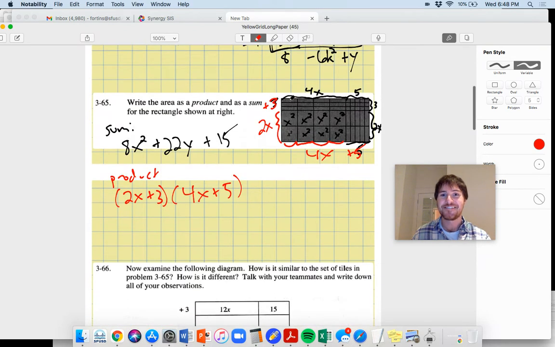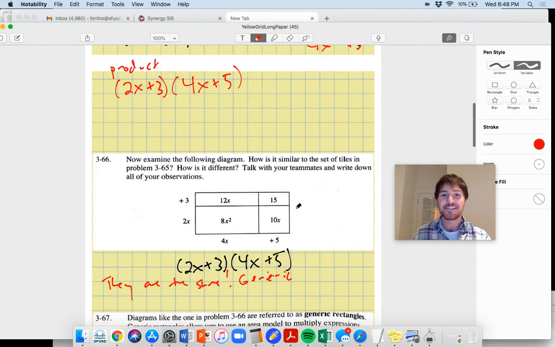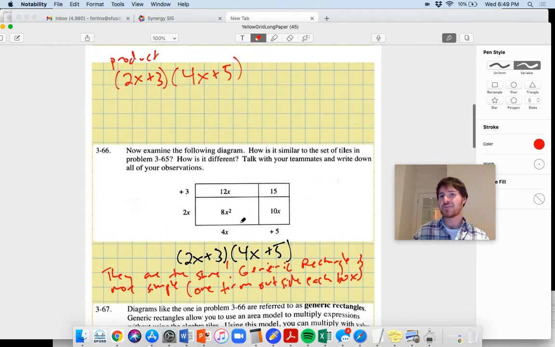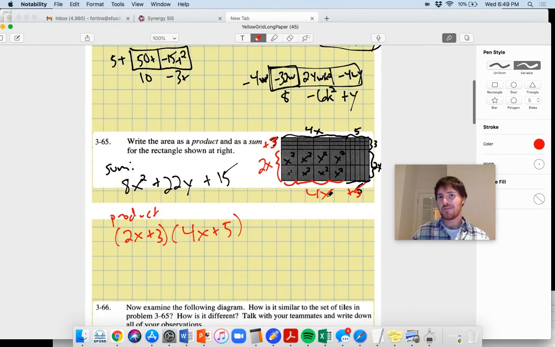Difference between generic rectangle and the tiles is that generic rectangle is just more simple. Okay, right? So it's just one term outside each box. Okay, so it's going to be sort of dictated by the amount of terms you have, how you set up your boxes here. Here, it's like 4x's here, right?